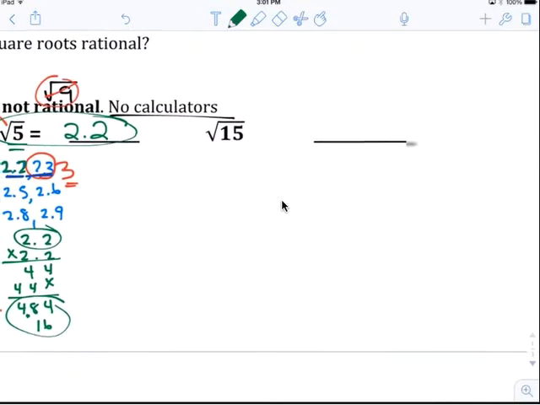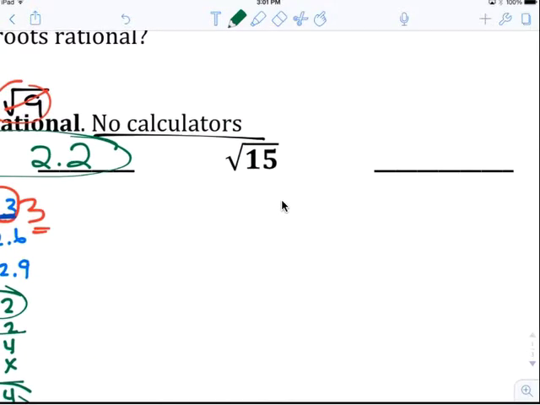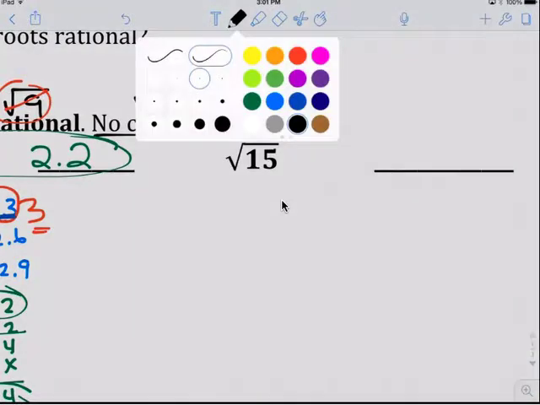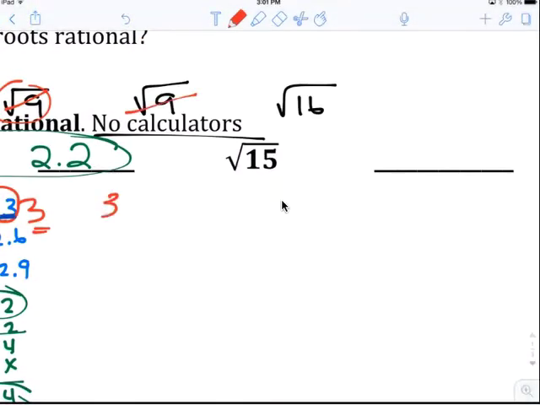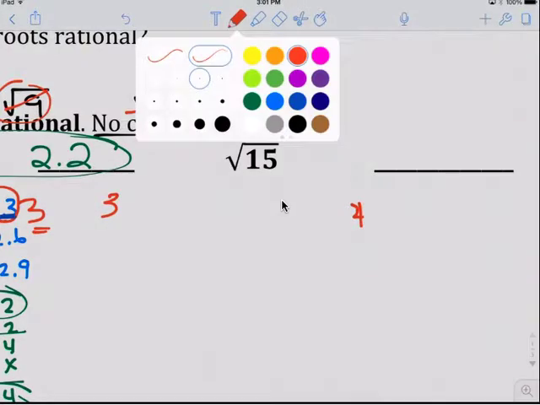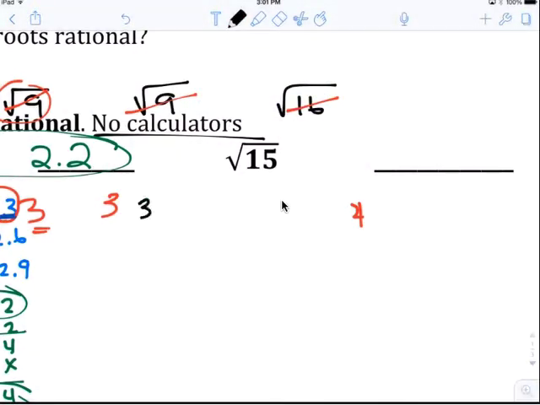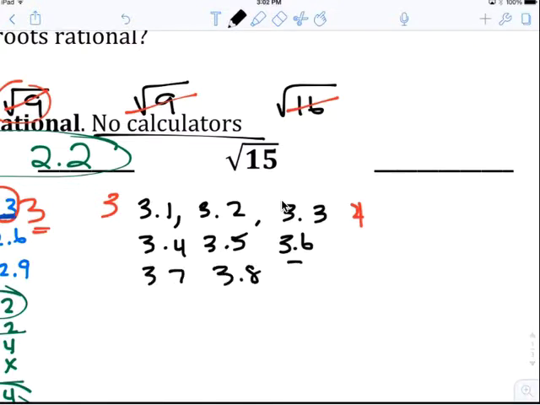Okay? So radical 15 is between radical 9 and radical 16. So radical 9 is 3, correct? Radical 9 is 3. Radical 16 is 4. So your answer varies from 3 to 4. So it could be 3.1, 3.2, 3.3, 3.4, 3.5, 3.6, 3.7, 3.8, and 3.9. The next one is this number 4.